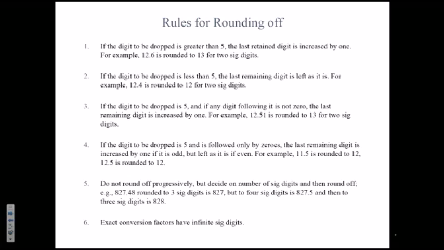Exact conversion factors have infinite sig digits. So if you have exact numbers in a formula, in an expression, if you have exact conversion factors, like 1 meter equals 100 centimeters, 100 is an exact number. Exact numbers have infinite precision. So they have infinite sig digits.